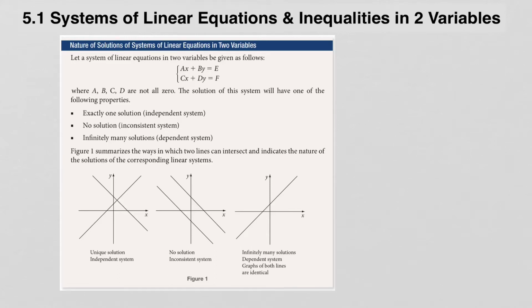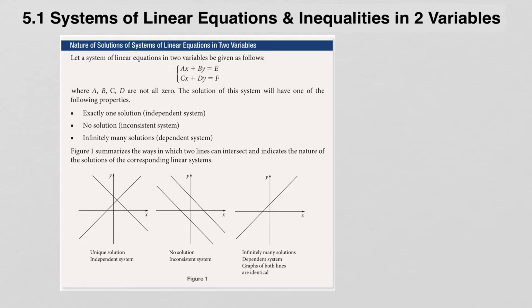In section 5.1, we look at systems of linear equations and inequalities in two variables. This should be a review topic for most of you. A system of linear equations in two variables is basically two equations of lines, like you see here. So we have ax plus by equals e, cx plus dy equals f. These two equations are written in standard form.